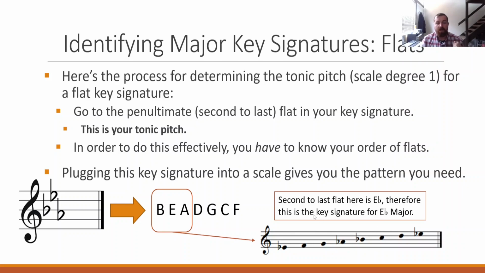You can refer back to the first slide of this presentation for that if you want to revisit. So in order to do this effectively, you must know your order of flats. So again, knowing that mnemonic and being able to recall this quickly is very, very important. But it's pretty straightforward. You just count the number of flats, go to the second to last one. That's your tonic pitch. Plug in those accidentals, and you get a major scale.